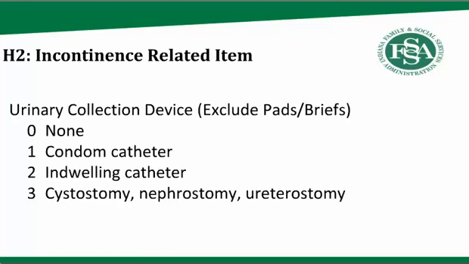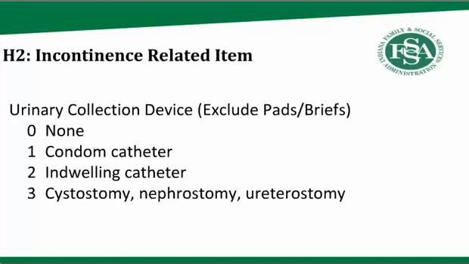So this one here, you're just looking at urinary collection devices. It excludes pads or briefs. And of course, consult directly with the person or your notes, chart notes, that type of thing. You can get this information. And what it's looking at here is catheters mostly. If they don't have any, then of course it would be none. A condom catheter is for men only.